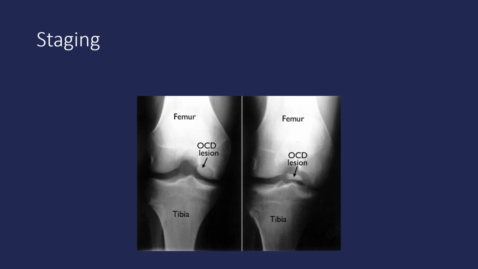Even though staging is typically done utilizing an MRI, we can at least see in these two X-rays the difference in types or stages of the OC lesion. In the image on the left, it seems like the patient has a Stage 2 or 3 lesion of the medial femoral condyle. In the image on the right, we can clearly see a Stage 4 lesion as the osteochondral fragment has become displaced from the medial femoral condyle.